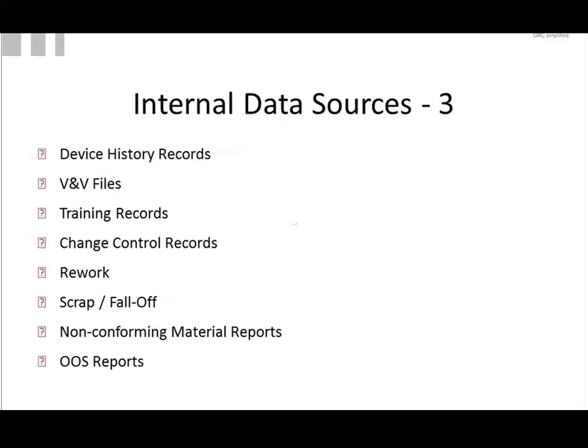Device history records, verification validation files, training records, change control records, rework records, scrap and fall-off data, non-conforming material reports or out-of-specification reports are sources of indicating perhaps where to focus your efforts of study and then add to by further data collection.